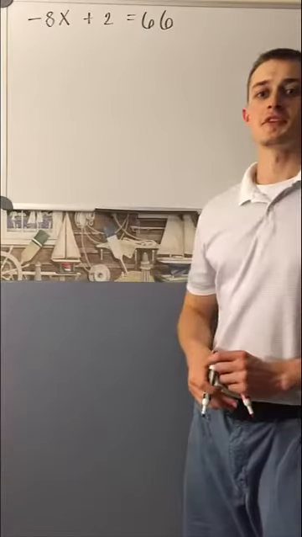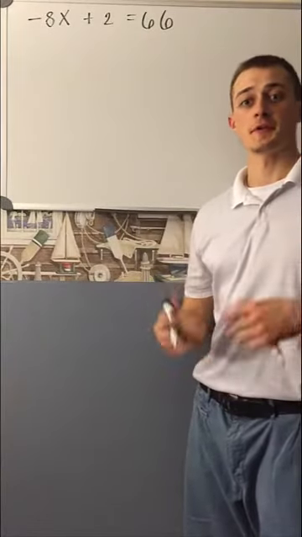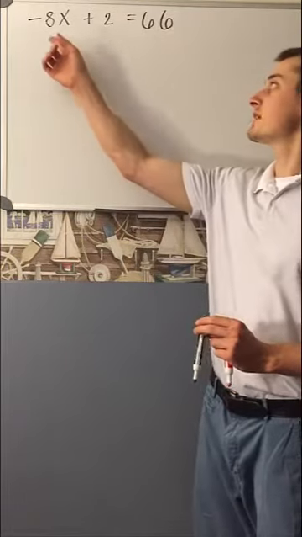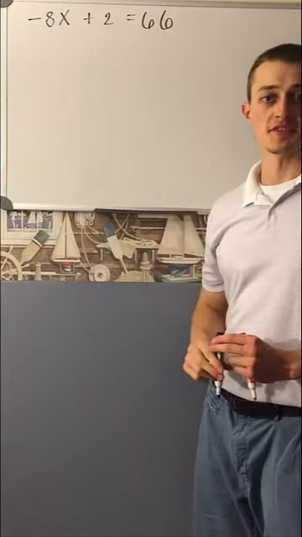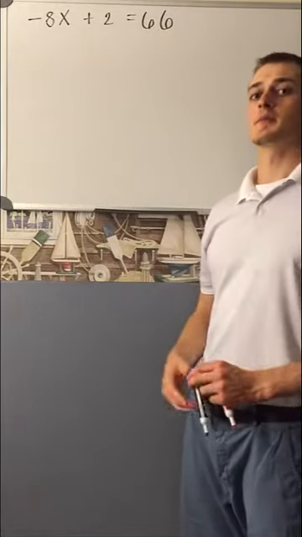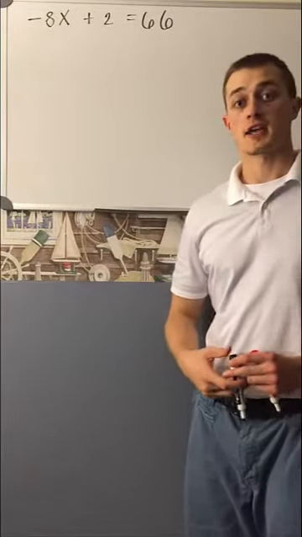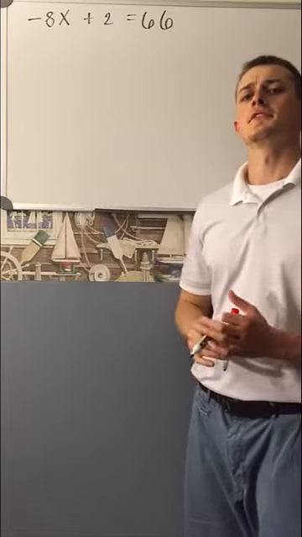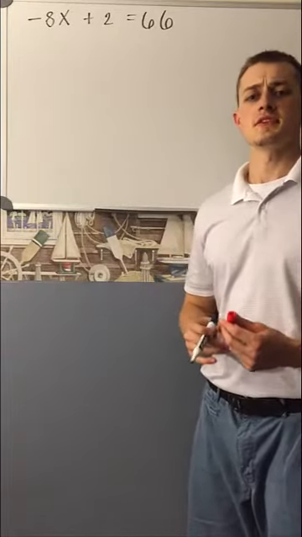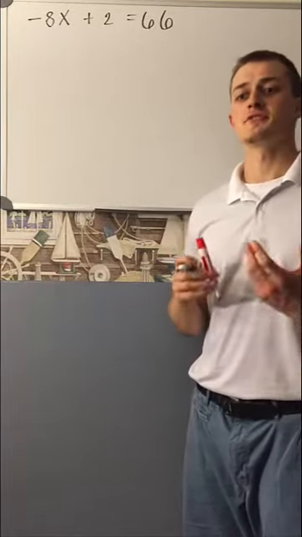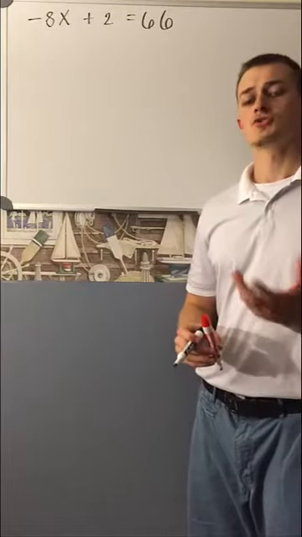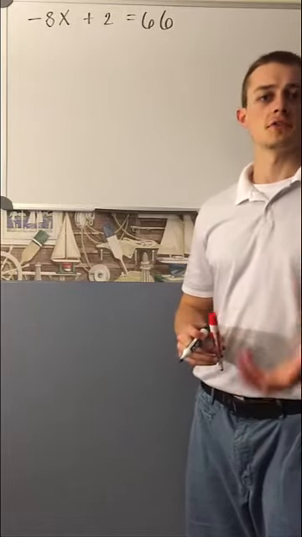Okay, the last example that I'm going to give you guys to try on your own, and I'm going to go over with you, is negative 8x plus 2 equals 66. Now this problem is a little bit different than before because we have a negative out in front of our 8. Okay, so this is going to be a little bit different, but altogether not too complicated. Try it on your own, pause the video, and see if you can solve it on a separate sheet of paper.